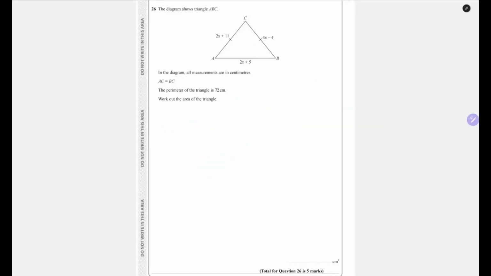Question 26 says the diagram shows triangle ABC. In the diagram, all measurements are in centimeters. AC is equal to BC, and the perimeter of the triangle is 72 centimeters. Work out the area of the triangle.